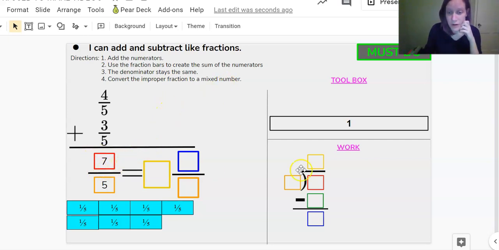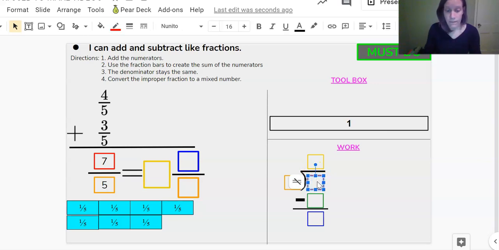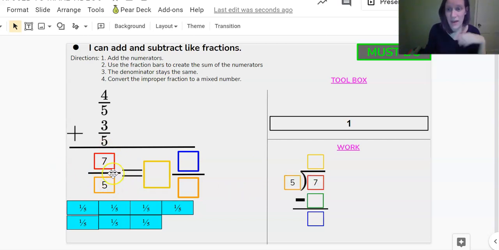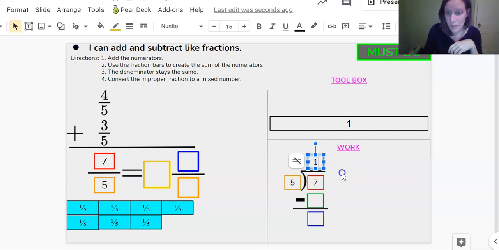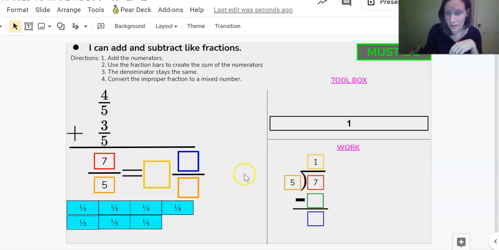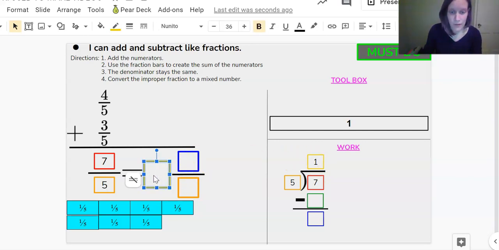We take our numerator, 7, and we divide it by our denominator, 5. Because we want to know 7 is bigger than 5. How many whole fraction bars do we have? And then how many extra pieces? 7 divided by 5 is simple. I know it only fits in there once, so I'm going to put a 1 right here. That's going to be my whole number. Notice the colors match. My whole number is now 1.